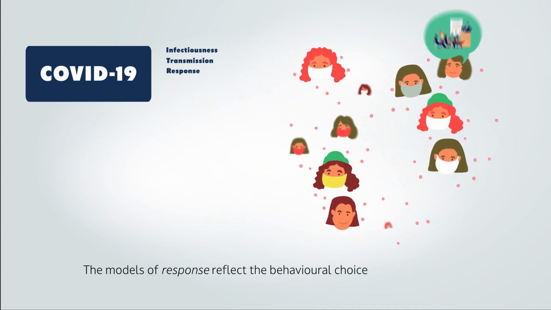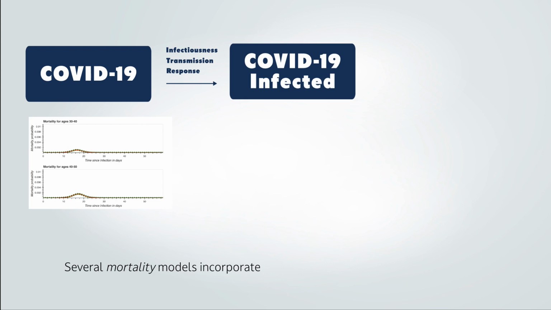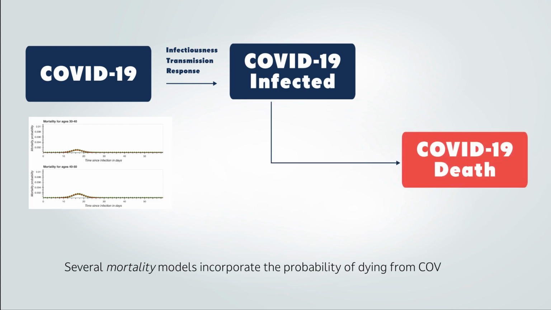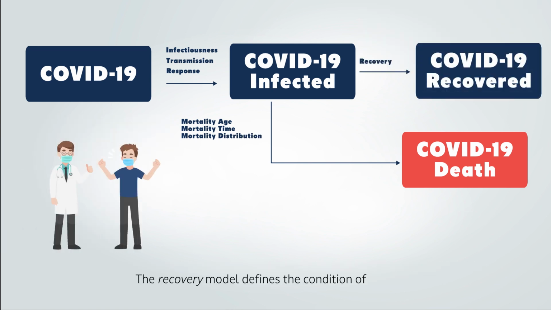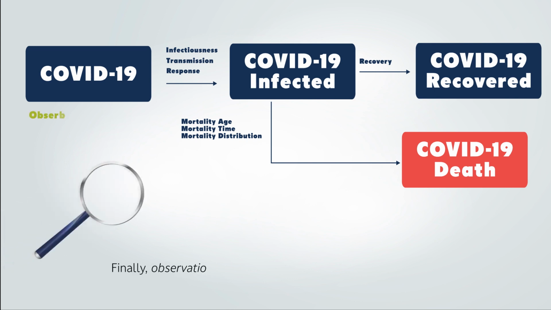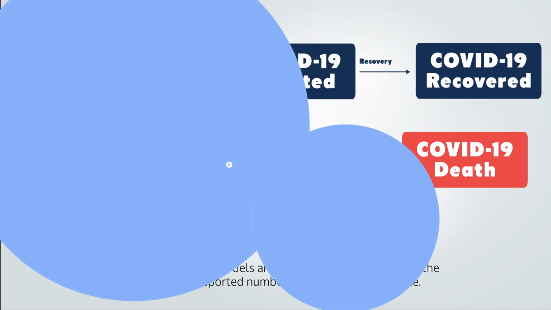The models of response reflect the behavioural choices of each individual, affecting the number of their interactions with others in light of the pandemic. Several mortality models incorporate the probability of dying from COVID-19 by age and time of death since infection in days. The recovery model defines the condition of recovery. Finally, observation models are implemented to correct for the fact that the reported numbers are not always accurate.